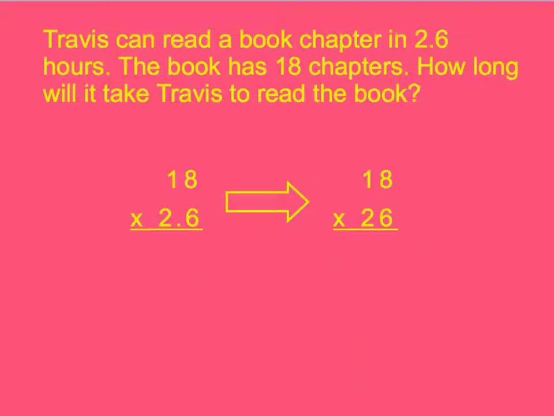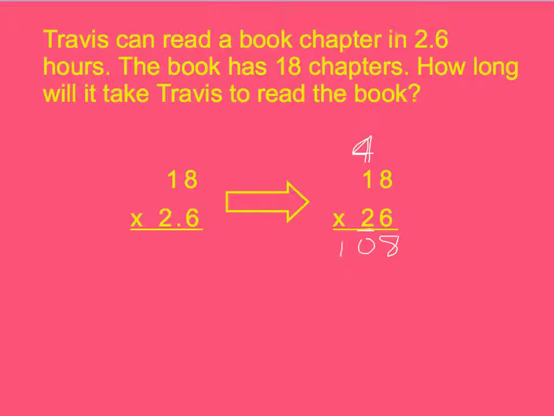To find the actual product of this problem, I'm going to first ignore the decimal point in the 2.6 right here, and I'm just going to multiply this as if it were 18 times 26. I'm going to start in the ones place with that 6 like I always do. 6 times 8 is 48. Put my 8 down there and carry my 4. 1 times 6 is 6, plus 4 is 10. Now I have my first partial product.